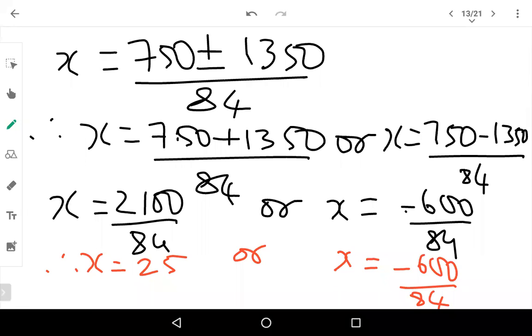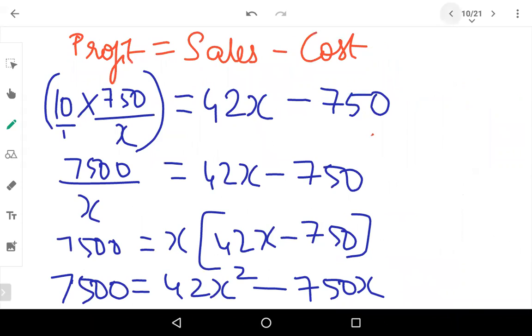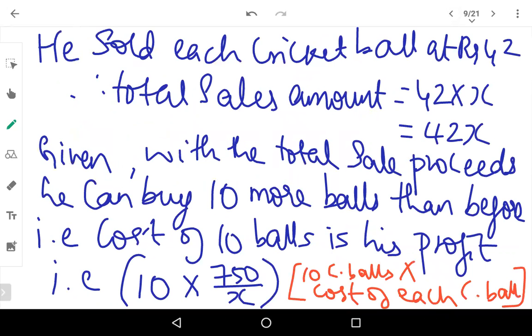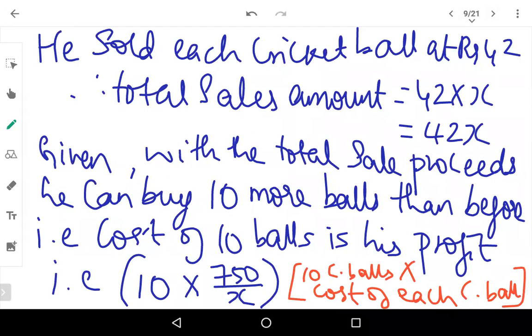Now here, in every statement problem, you are supposed to give a conclusion. It is compulsory to give a conclusion for statement problems. Whatever they have asked in the problem, that only you give as a conclusion at the ending. So if you go back to the problem, what was the actual question? They have asked how many cricket balls did Vaishak originally buy? So that was the question.